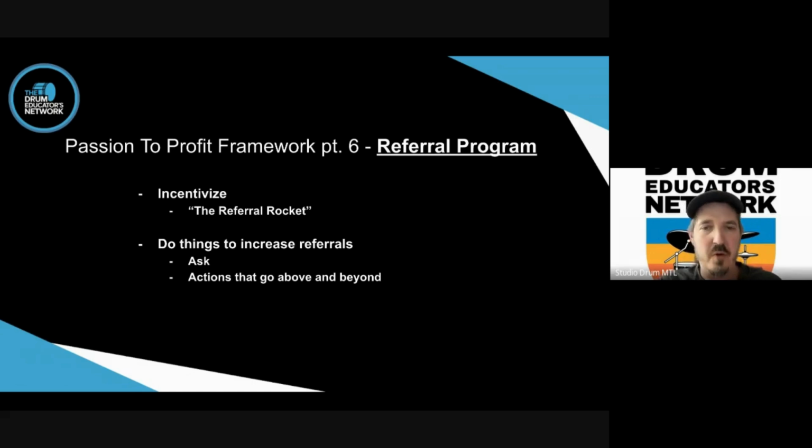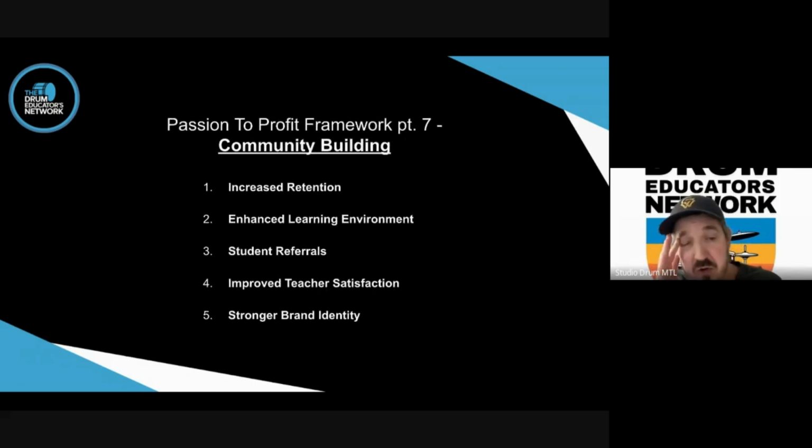So referral programs. The last one is community building. Community building increases retention. It can be an enhanced learning environment because people help and support each other. And student referral. When there's a community, people bring others into it who they think will fit in that community. So even people bring their friends to our events who aren't even drum students, just to show them what is happening. And it could be like our drum karaoke night.